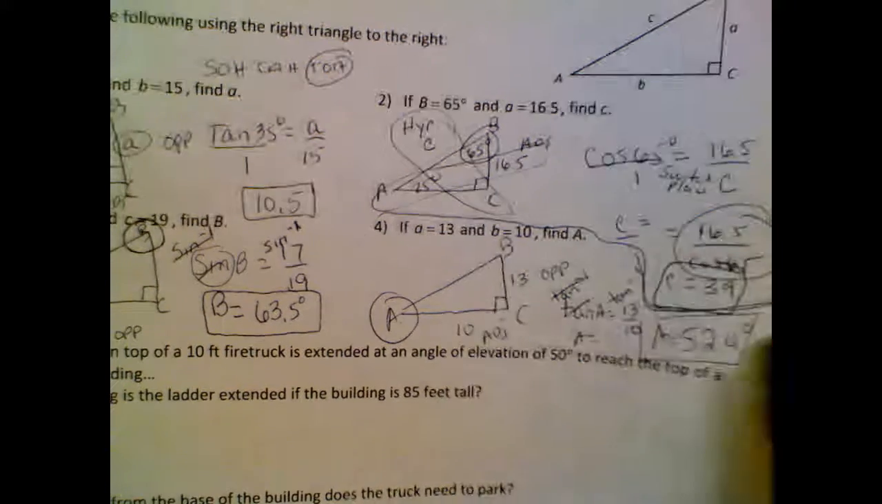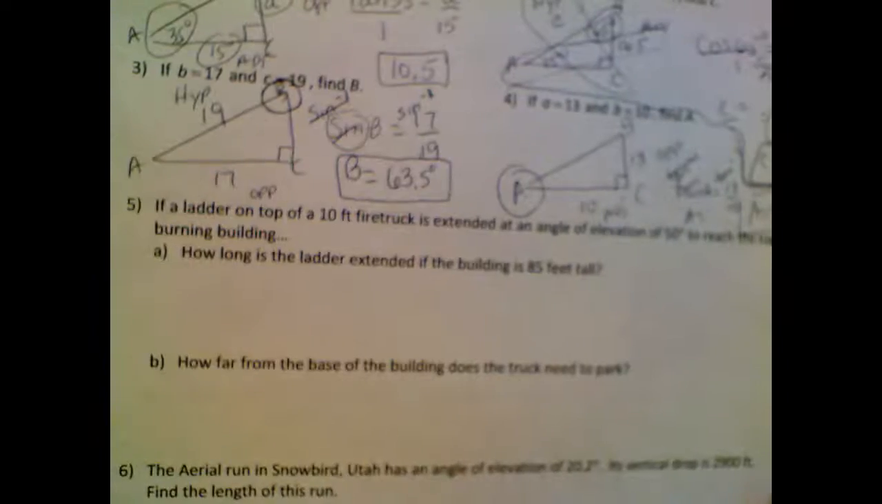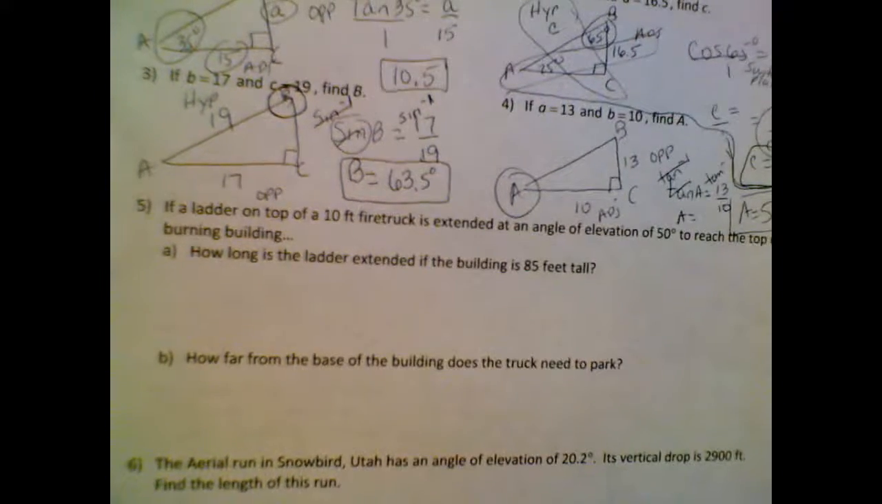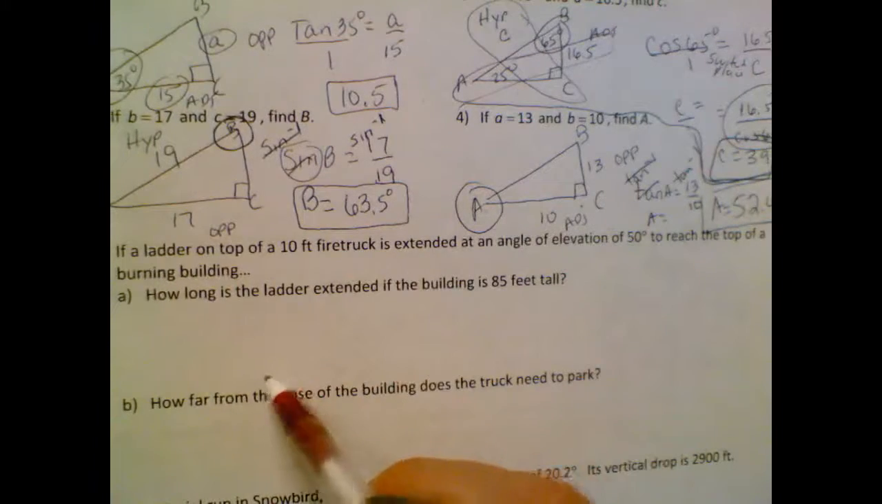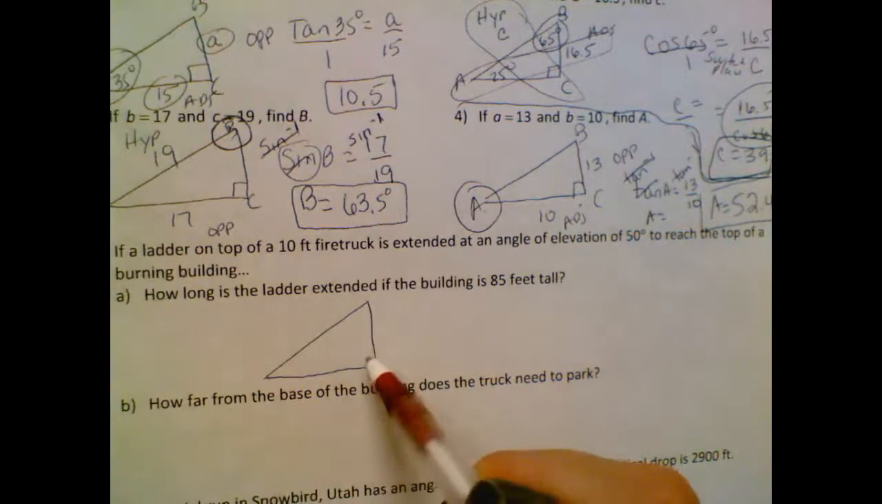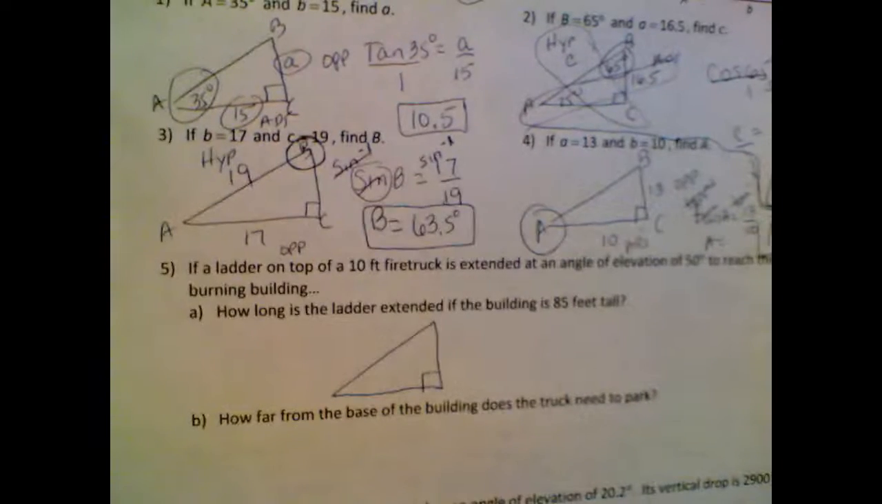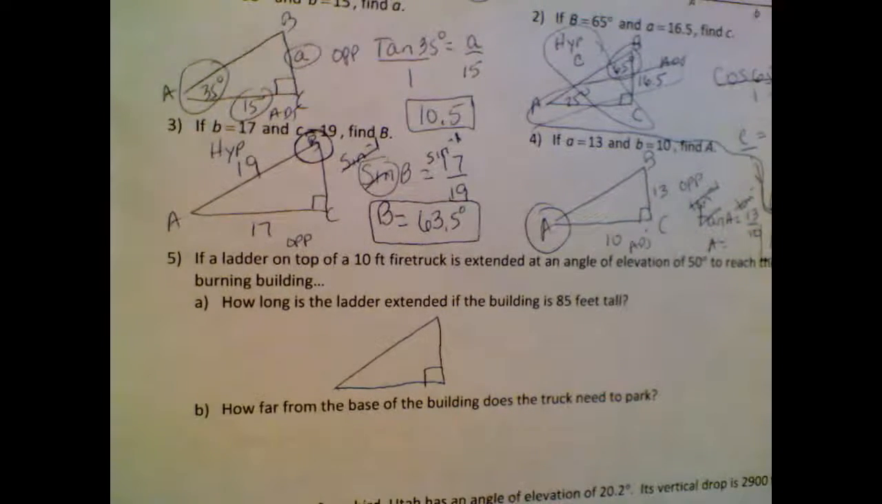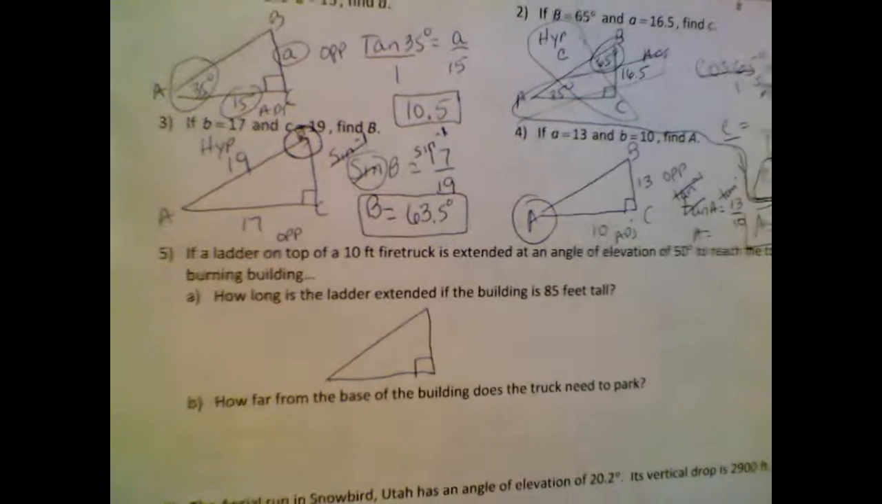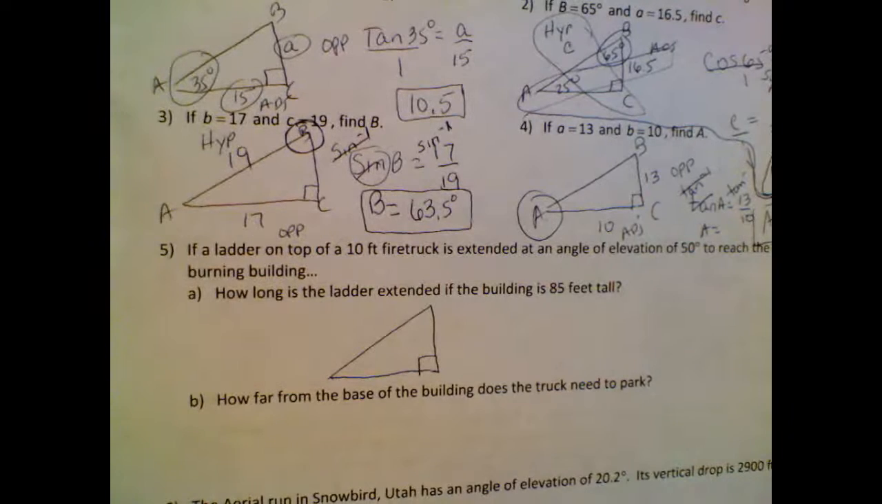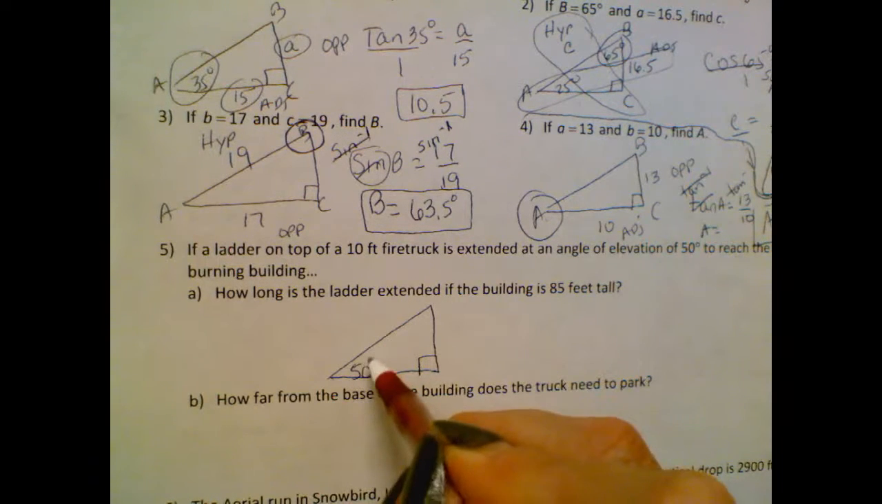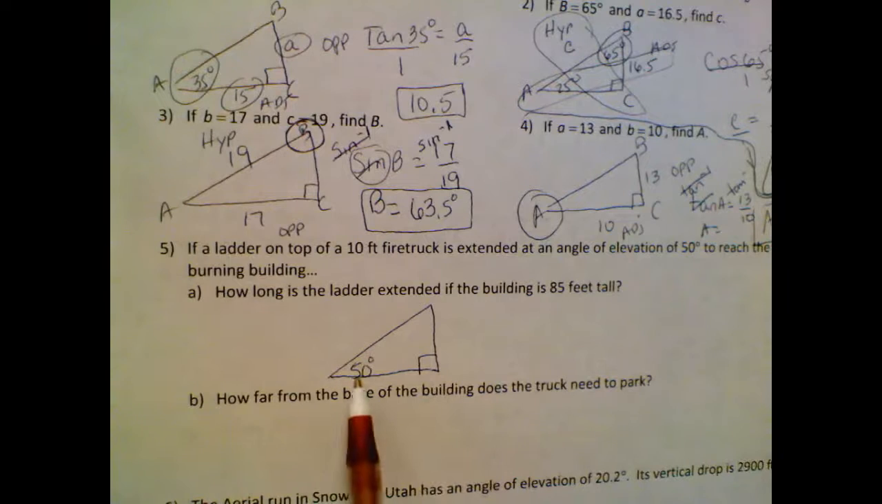All right, so number 5 is going to be a SOHCAHTOA word problem. Number 5 and number 6 are both SOHCAHTOA word problems. So we need to draw a triangle. Without even reading the problem, guys, I'm drawing a right triangle. A ladder on top of a 10-foot fire truck is extended at an angle of elevation of 50 degrees. Where does the 50 degrees go? Where do angles of elevation always go? Bottom left. Angles of elevation or depression always go bottom left, across from the 90.